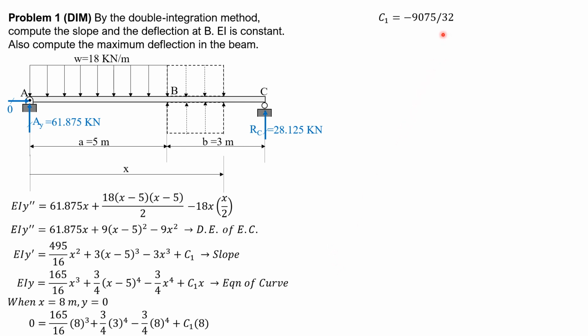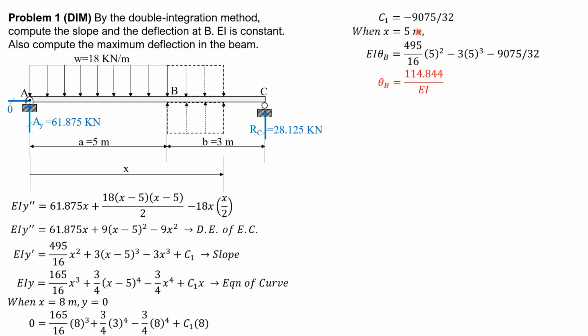Having found c sub 1, we can now compute the slope theta at B. So EI theta B, where x is 5, of course, is equal to 495 over 16 times 5 squared, this term is 0, then minus 3 times 5 cubed, then plus c sub 1, which is negative 9075 over 32. So theta B expressed in decimal is equal to 114.844 over EI. So it's positive. That's the slope at B.